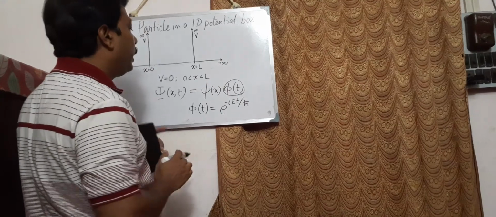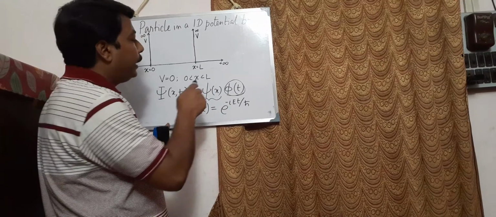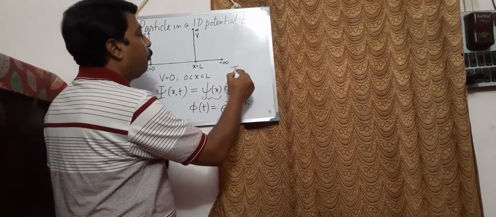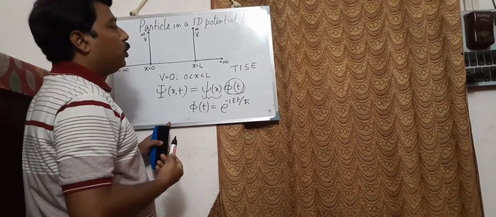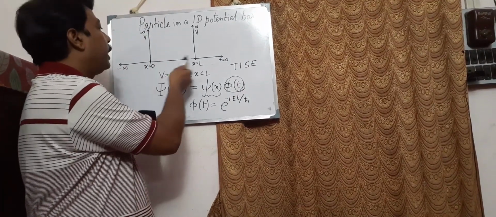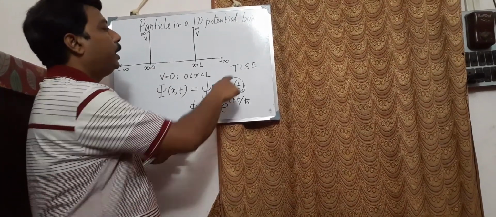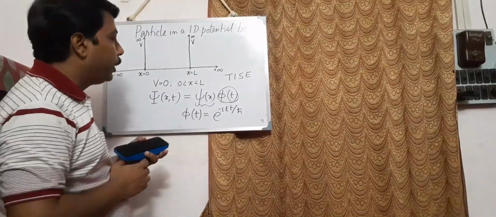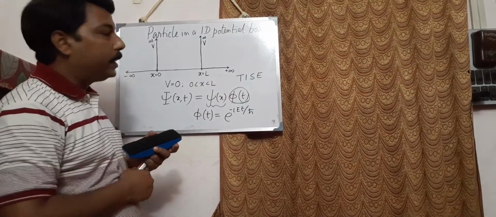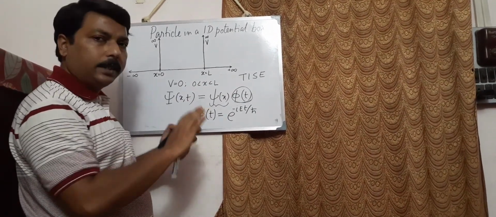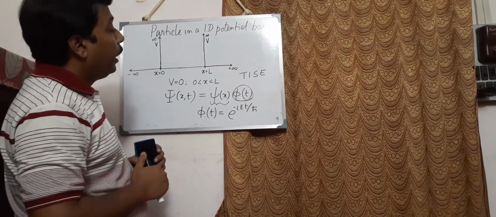We don't bother about that. So what we are interested in is to find this small psi(x), and this small psi(x) will be obtained from the time independent Schrodinger equation. So in order to find out the wave function of this particle contained in this one-dimensional potential box, we essentially need to solve the time independent Schrodinger equation, keeping in mind that the time part of the solution is e to the power minus iEt by h-bar. These discussions we have already had in our previous lectures. You can refer to those videos.